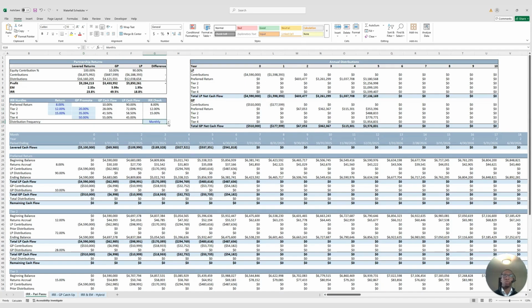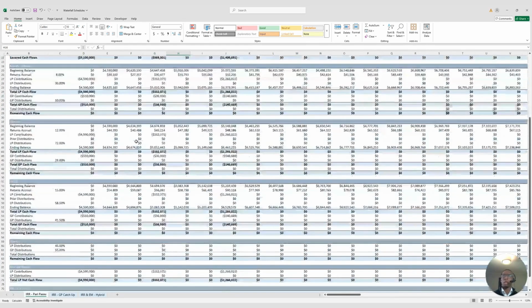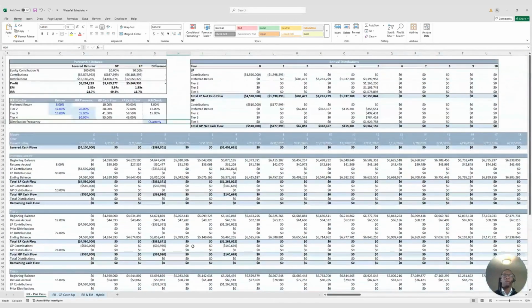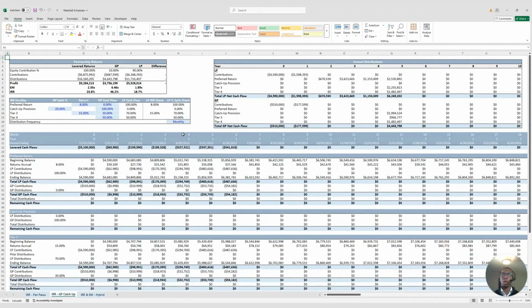And then finally, we have the distribution frequency here. So some sponsors prefer to make distributions on a quarterly basis, and then we built in annually as well. And so you can toggle between monthly or you can choose quarterly, and the model will update accordingly. And then here, these are all of the different tranches of the waterfall, the different tiers that we're showing here, and then our summation for the LPs and the GPs here. And then finally, we have our annual distribution summary over here, so we can see exactly how the distributions are being made on an annual basis.